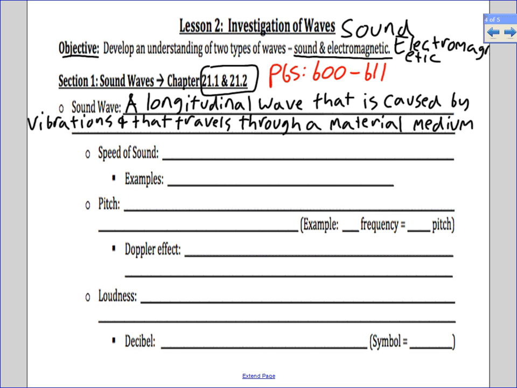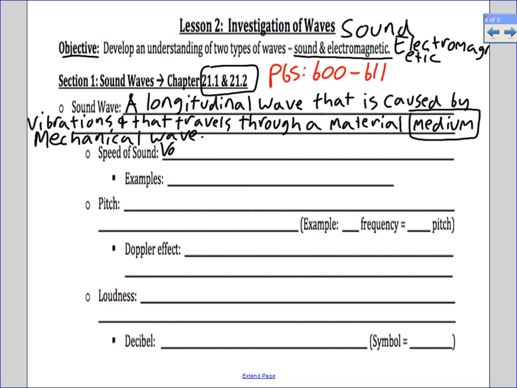Okay? And the type of wave is a mechanical wave. And if you remember from the last lesson, a mechanical wave is a wave that requires a medium to transfer energy. Okay? So the key word here is medium. All right? A sound wave needs a medium to transfer energy because it's vibrations.